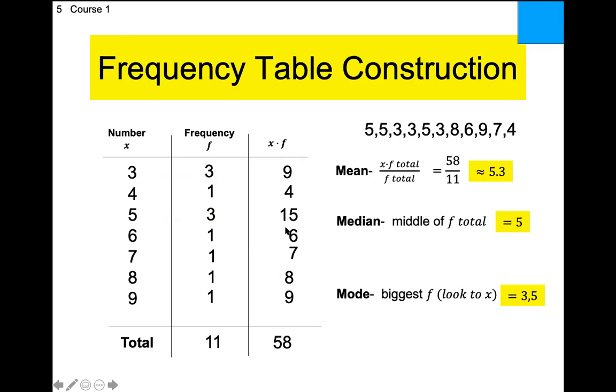The last one is the range. We find the range by subtracting the smallest from the biggest. The biggest number will always be this number. Whatever appears right here is your biggest number. Whatever number appears right here is your smallest number. So it's just 9 minus 3, which is 6. So the range is 6.